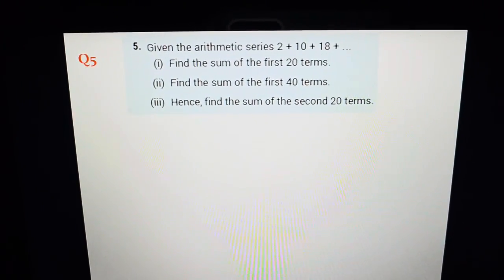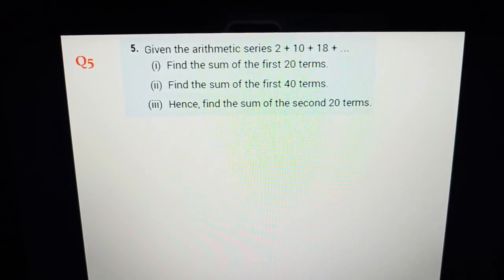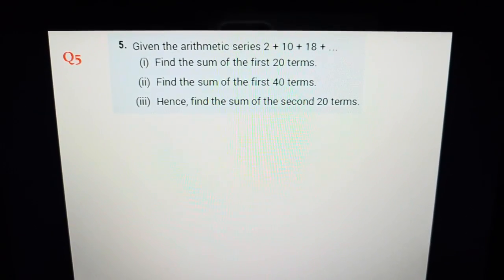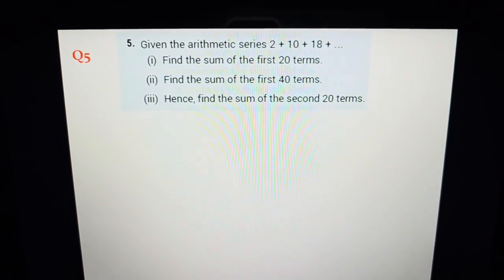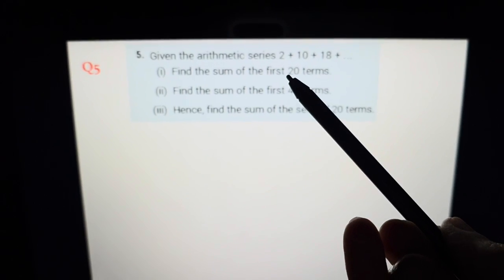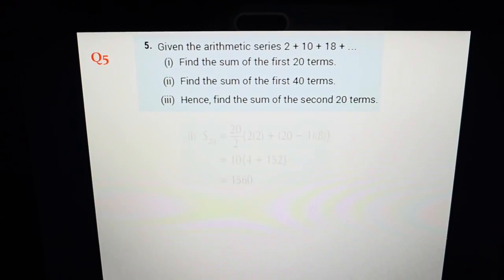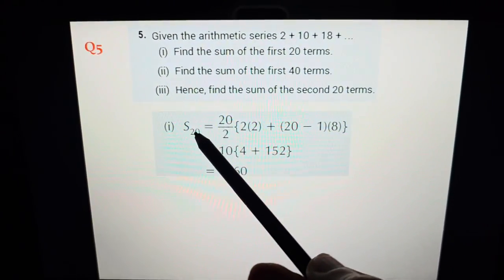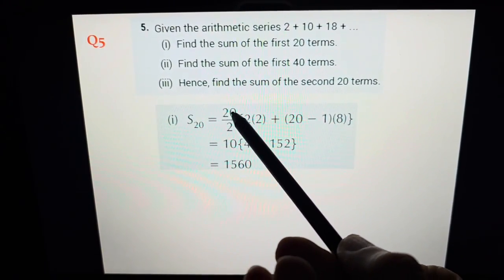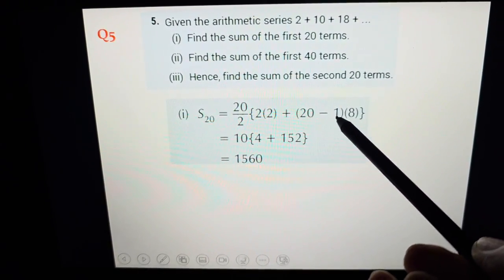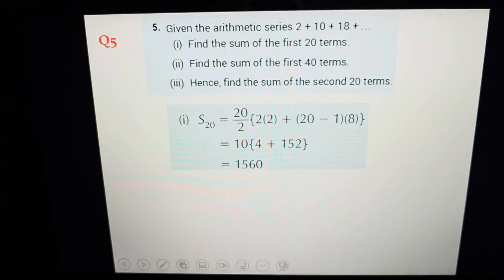Question 5. Given the arithmetic series 2 plus 10 plus 18 plus ... find the sum of the first 20 terms. Okay, so you put down your S of n formula for an arithmetic series. A is 2, and the common difference each time is 8. They're going up by 8. So S of n equals n over 2 by 2a plus n minus 1 times d. And I get out 1,560.